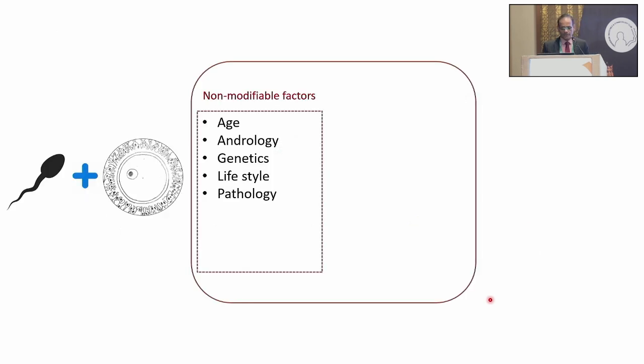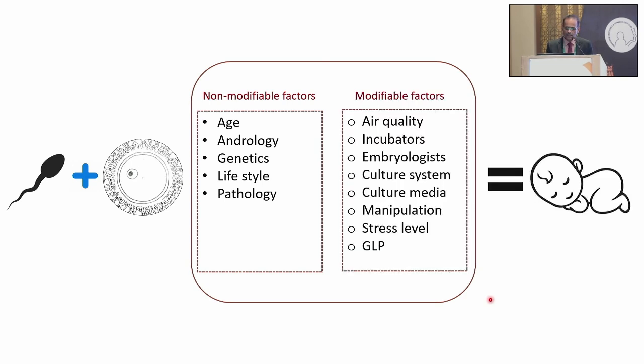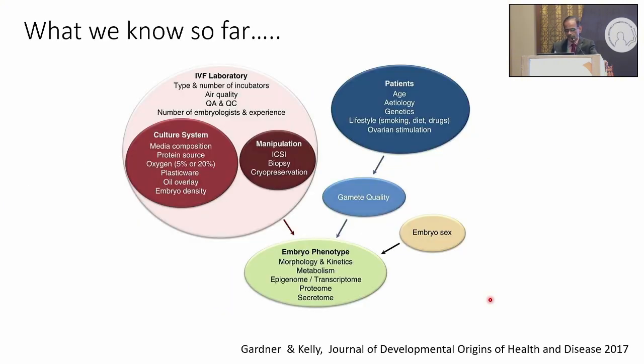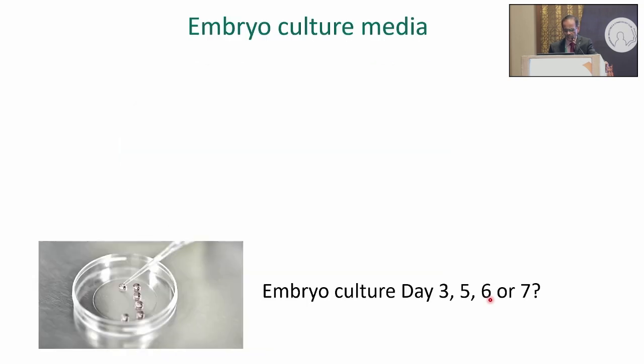So in the IVF lab, we know that there are certain modifiable and non-modifiable factors. There are the patient age, andrology, genetics, lifestyle, pathology. They are not under our control. They cannot be modified. Whereas there are certain modifiable factors. It could be the environment in the lab, the machines, people, or protocol, GLP. These are the modifiable factors, and they can be easily controlled. And in fact, now it has been clearly shown that the IVF lab is the most important factor which controls the embryo phenotype. It could be the machines, people, environment, or whatever it is. Hence, it should be taken into consideration.